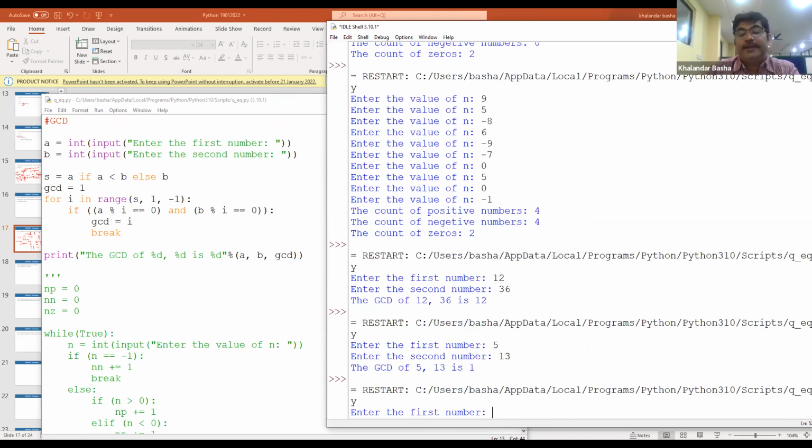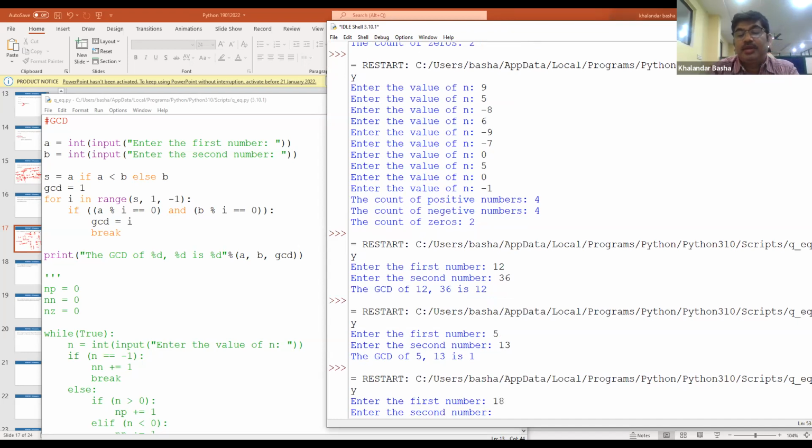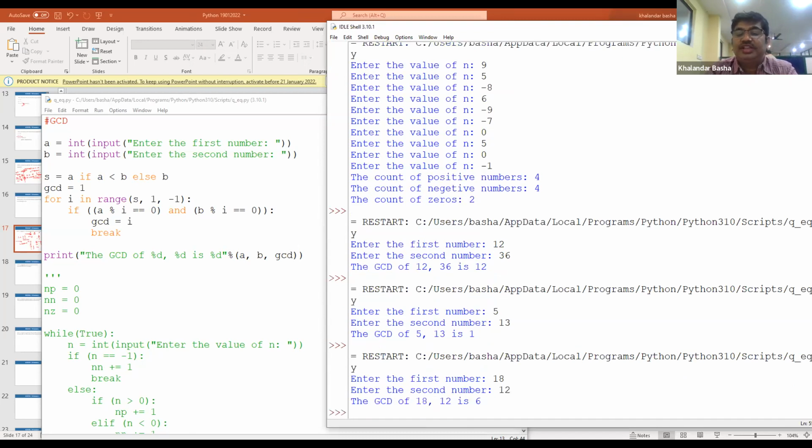Apart from this, if you take any other values, I'll take the first as 18 and the second number as 12. So what is the common divisor between these two? 6. It is going to print 6.